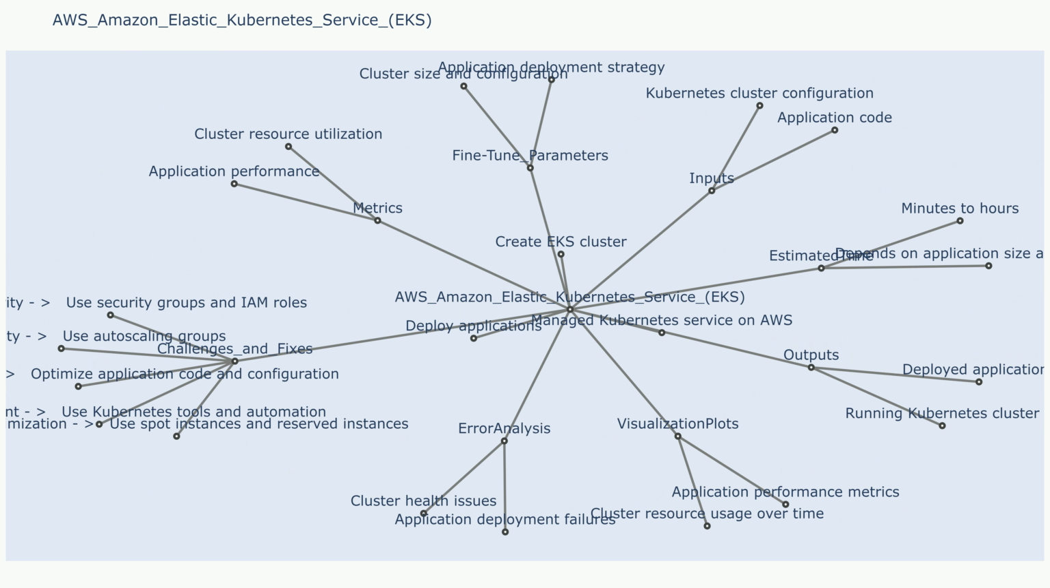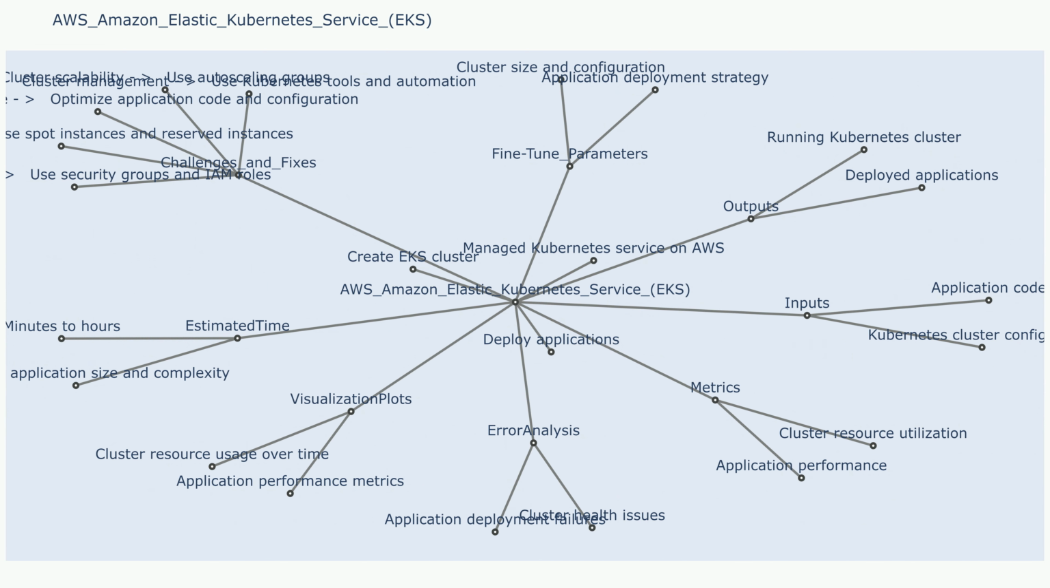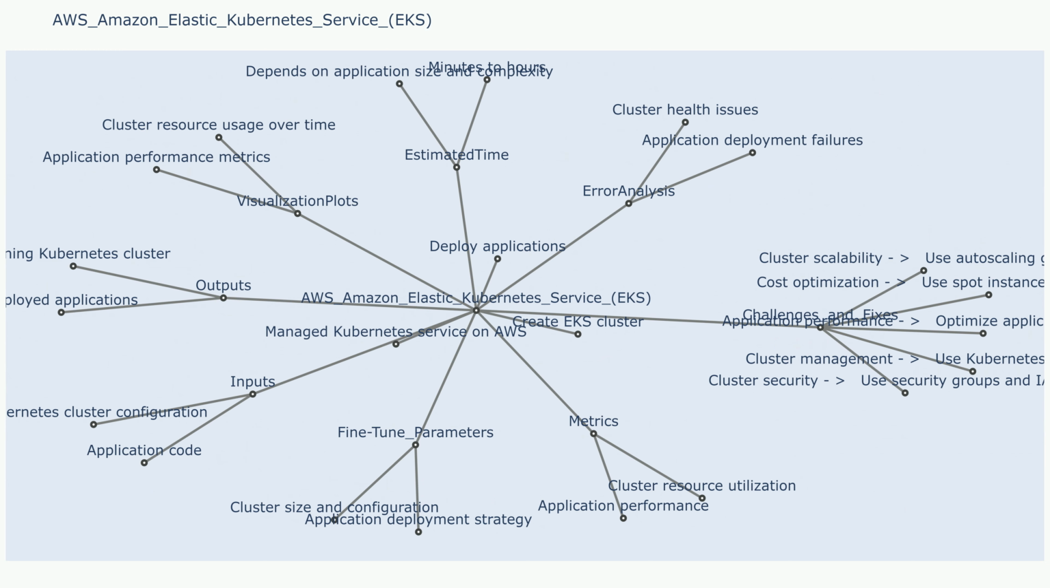You'll use IAM to create roles for your EKS cluster and nodes, allowing them to access specific AWS services and resources. You can also use IAM to control access to your Kubernetes resources within the cluster.